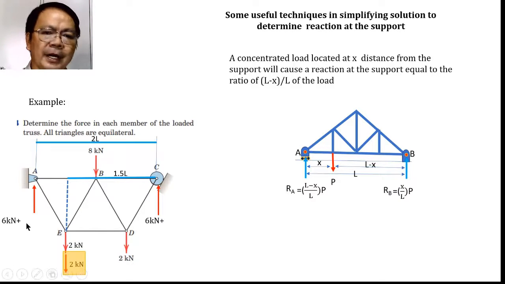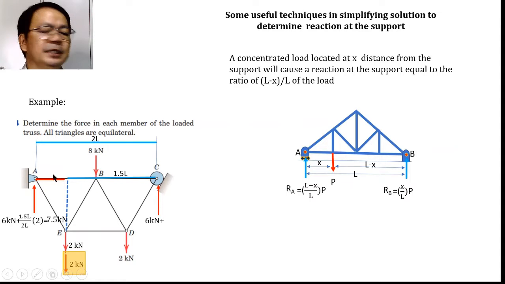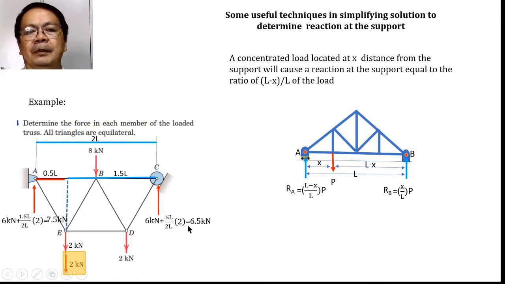Hence, itong R sub A will still carry additional load from 2 equal to the ratio of 1.5 over 2L of the value of 2, and that is equal to 1.5L over 2 multiplied by 2. Samantalang itong C naman will be carrying the portion of this kN 2 whose proportional will be the ratio of this distance. Yung distance naman niya from A, and that is equal to 0.5 of L of 2. That is equal to 0.5 divided by 2 of L multiplied by 2, and this gives us a total value of 6.5. So kung mapapansin natin, ganun mas mabilis nating masosolve yung problem.